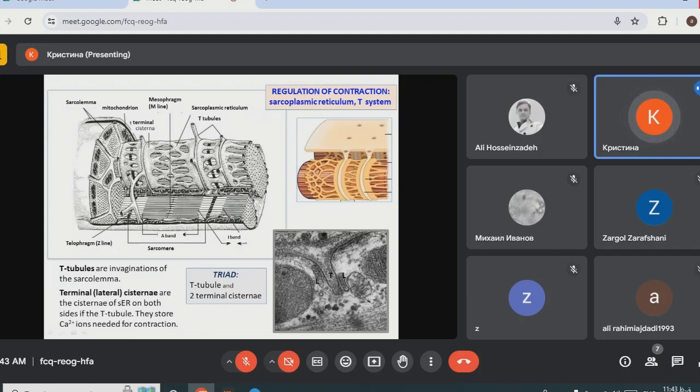Next, we have the second element, the so-called T-tubules. T-tubules, as you can see here, are the invaginations, very deep invaginations of the membrane of the muscle fiber, which is called sarcolemma. So, sarcolemma invaginates and forms these long and thin tubules, which also go around every myofibril inside the muscle fiber. So these are T-tubules inside muscle fibers.